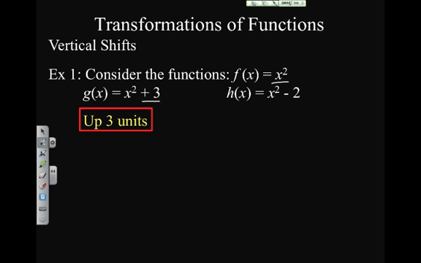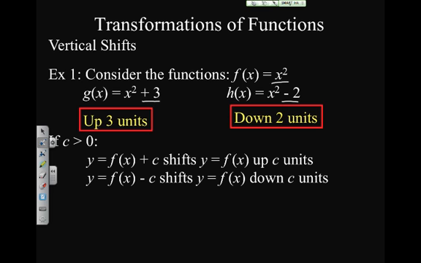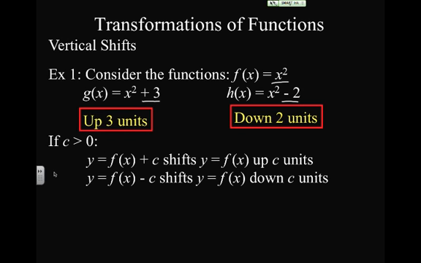So we're going to consider that function. We know the translation there is just going up 3 units. But if we subtract from the parent function, we're going to be moving down. So in this case, we move down 2 units. So we'll get that out of the way here for you. If c is greater than 0 and y equals f of x plus c, this is going to shift the function c units up. If you have f of x minus c, this is going to shift the function c units down.